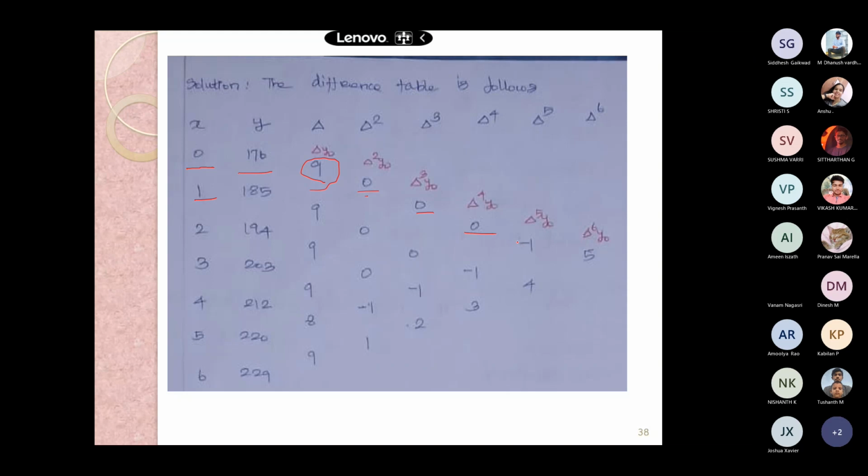Therefore, the coefficient associated with the fifth difference of y naught is very minimal. So neglect this particular term and don't worry about it. Someone please calculate and tell me 1 divided by 5 factorial and 1 divided by 6 factorial.